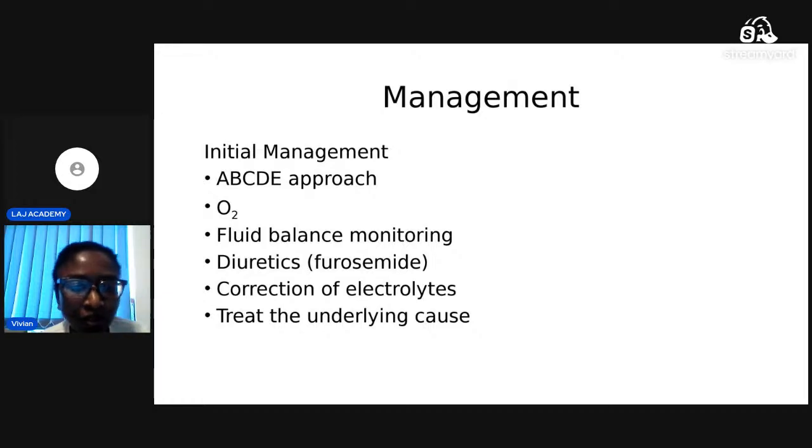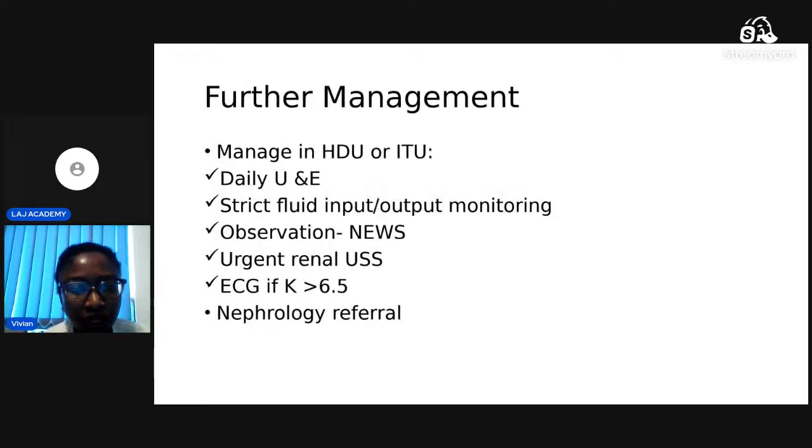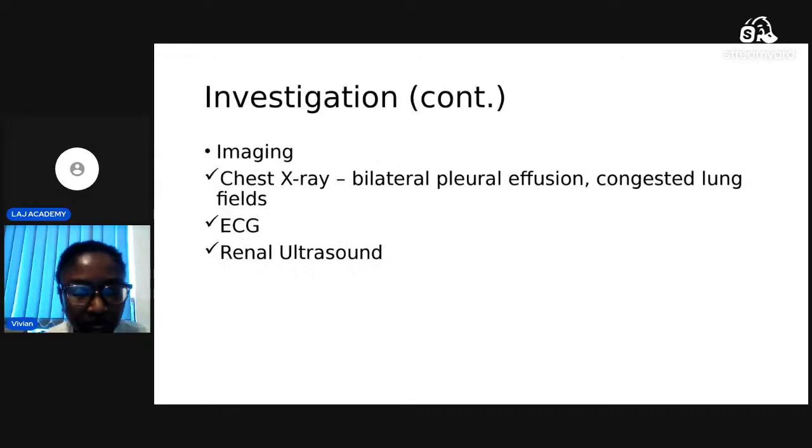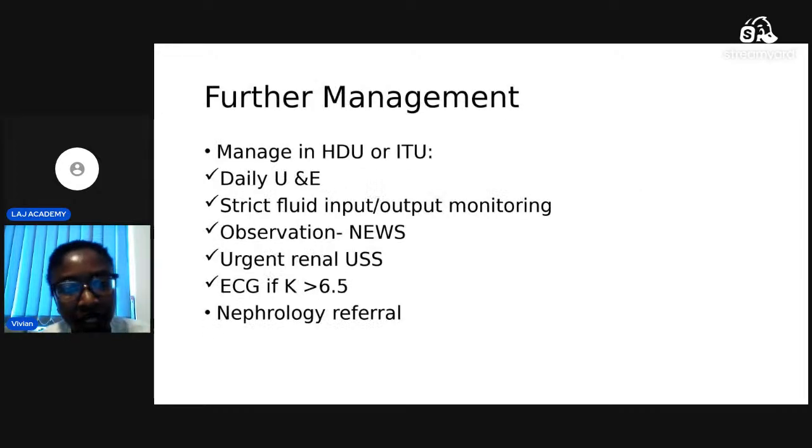That's the management of the acute symptoms. Then we'll treat the underlying causes. Okay, so this was the chest X-ray finding in the woman: bilateral pleural effusion and congested lung fields. Other things I would want to do because of the differential diagnosis might be an ECG, because we're thinking of a heart problem. But for this woman, this was what was given.